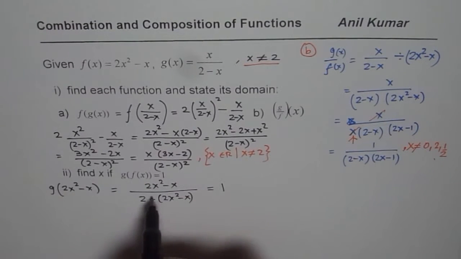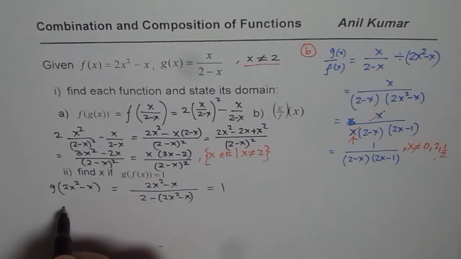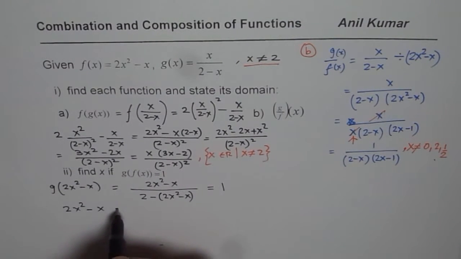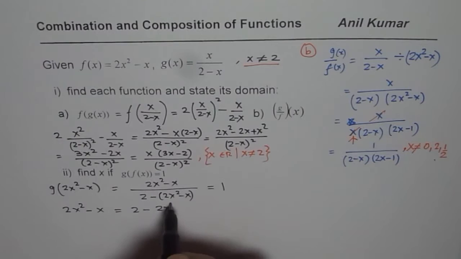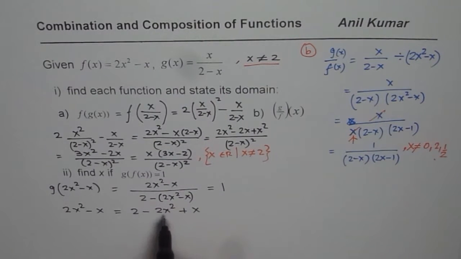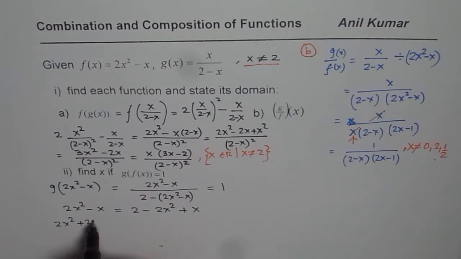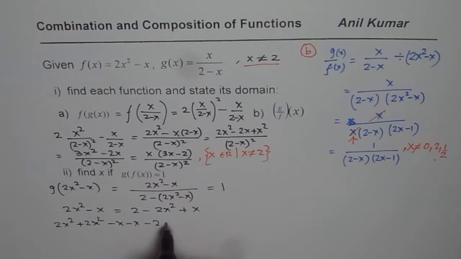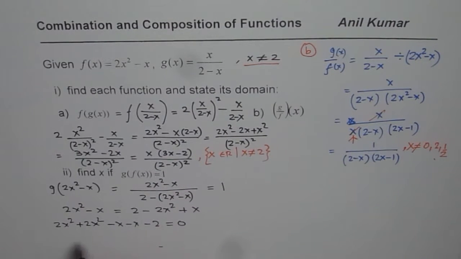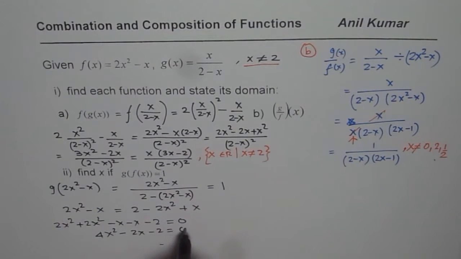So that is what it means. Let us cross multiply and then solve. So what do we get here? We get 2x squared minus x is equal to, when you multiply this, you get 2 minus, let me open the bracket, 2x squared plus x. Bringing all the terms to one side, we can solve this equation. So when you bring this term to this side, you get 2x squared plus 2x squared, and then we have minus x, and 2 comes this side, becomes minus 2 equals 0. So we get a quadratic equation here, which is 4x squared minus 2x minus 2 equals 0.